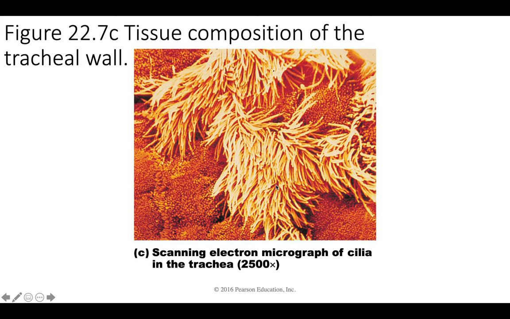And this is a scanning electron micrograph of the cilia. So these guys, they're going to be beating upwards towards the pharynx. And whatever mucus is stuck on here, it's probably captured dirt, debris, any irritant, anything that can get stuck on the mucus, and then these guys end up pushing it upwards towards the throat. At that point, we either spit it out or we swallow it.